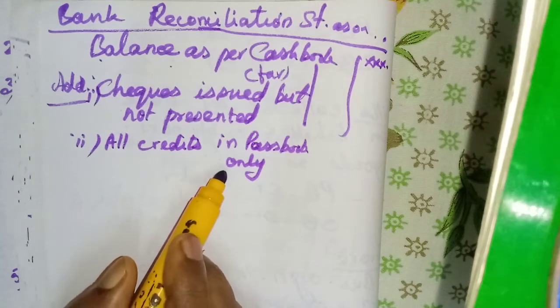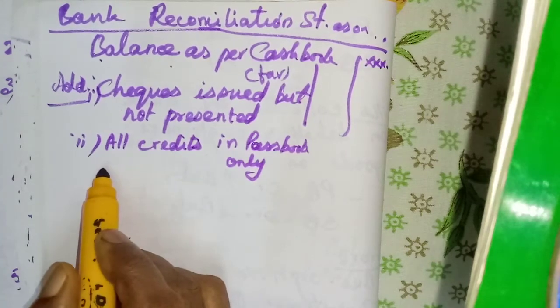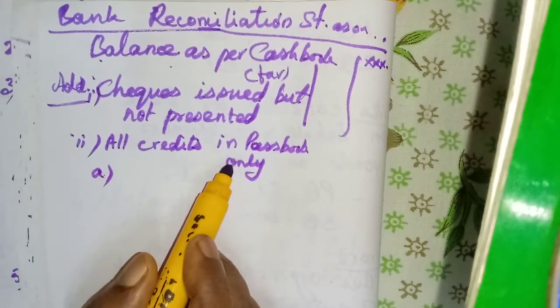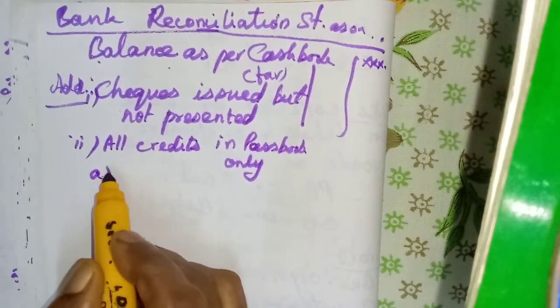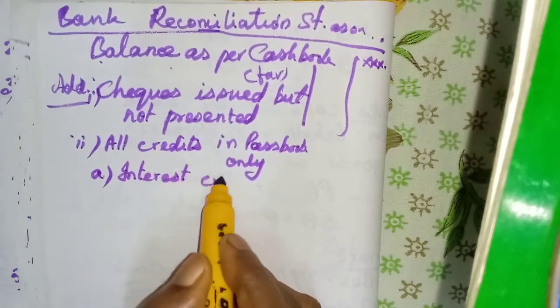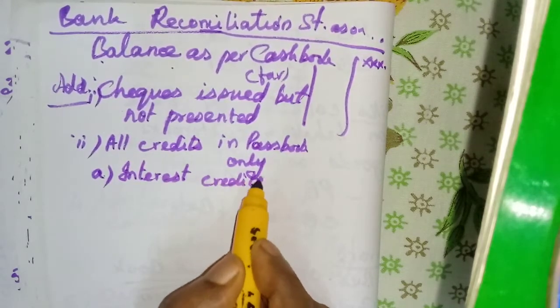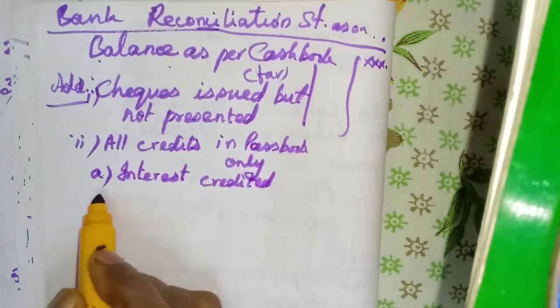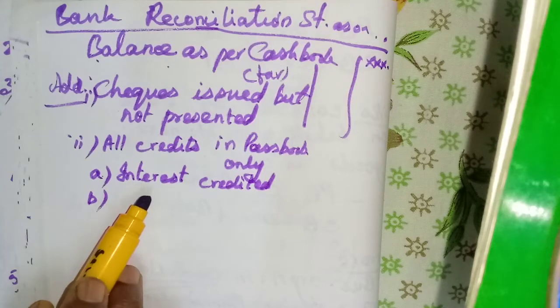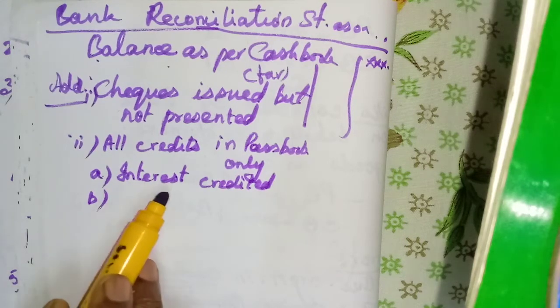All credits in the passbook only. What are the credits we can have? The bank credits all income received, isn't it? Interest credited by the bank. Okay, interest credited. If we have more deposit, they will credit some amount as interest.